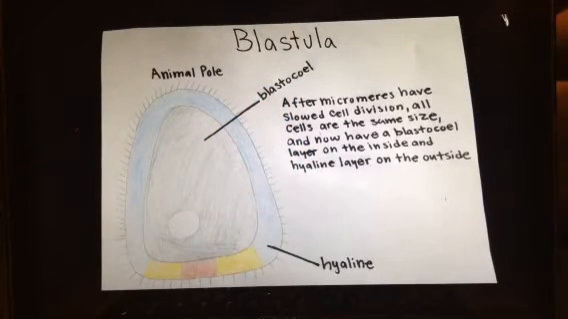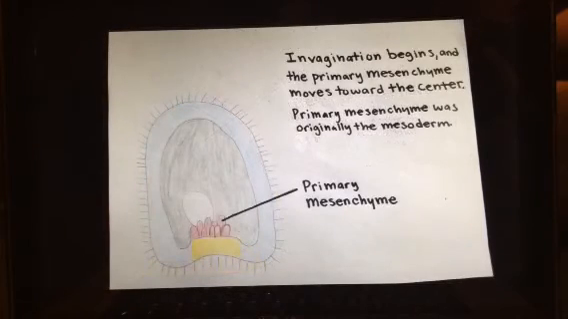Here's the blastula. After micromeres have slowed cell division, all cells are the same size and now have a blastocoel layer on the inside and a hyaline layer on the outside. Invagination begins and the primary mesenchyme moves towards the center. Primary mesenchyme was originally the mesoderm.